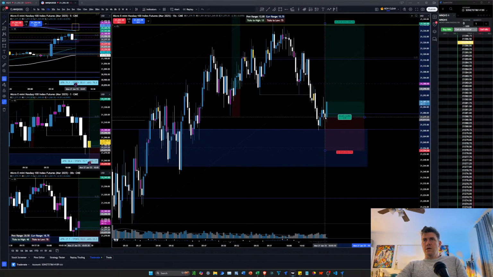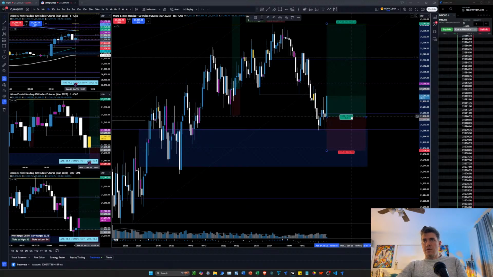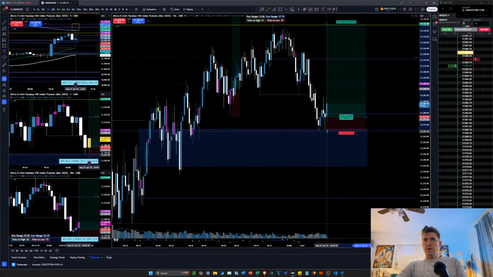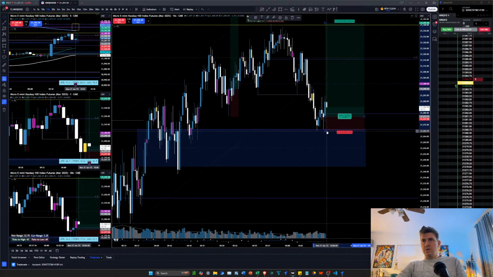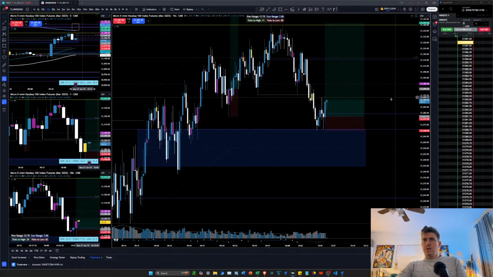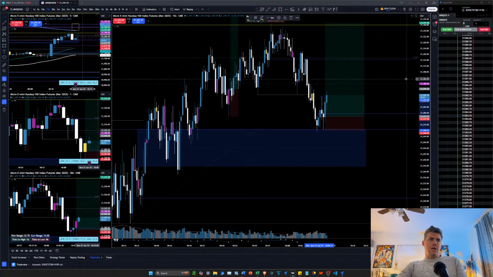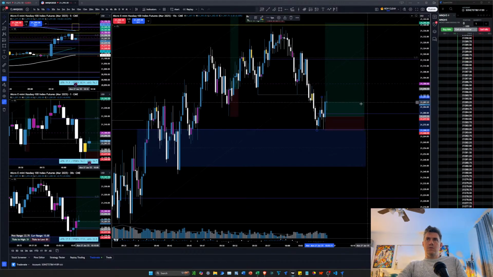Nice wick there. You could buy that wick for a wick entry. Your stop would be here. Yeah, give yourself 2 ticks of slippage. Your risk is $20. Inside up close on the 1.